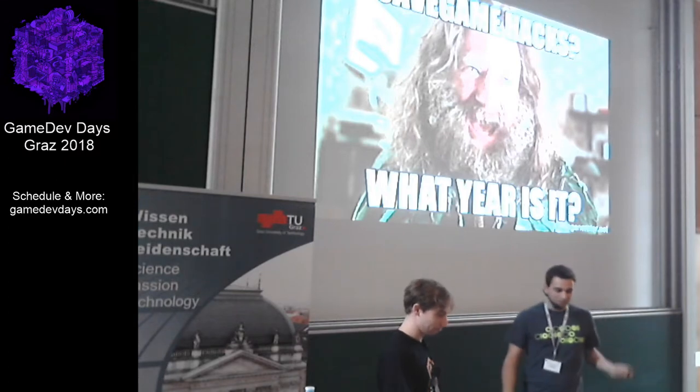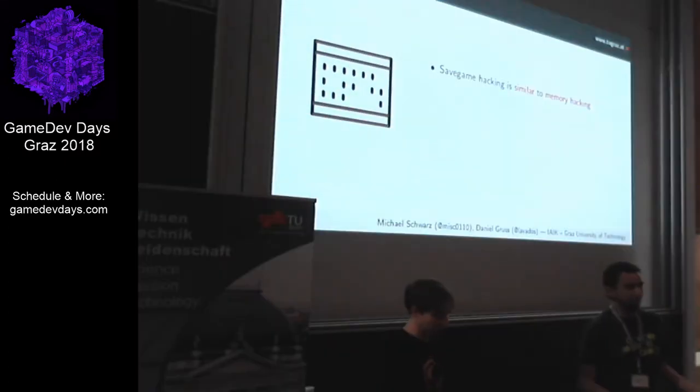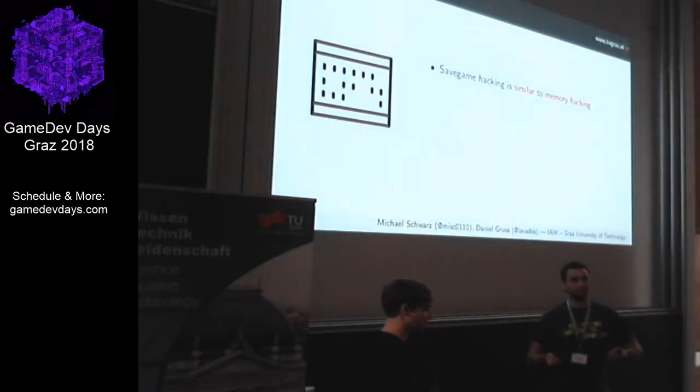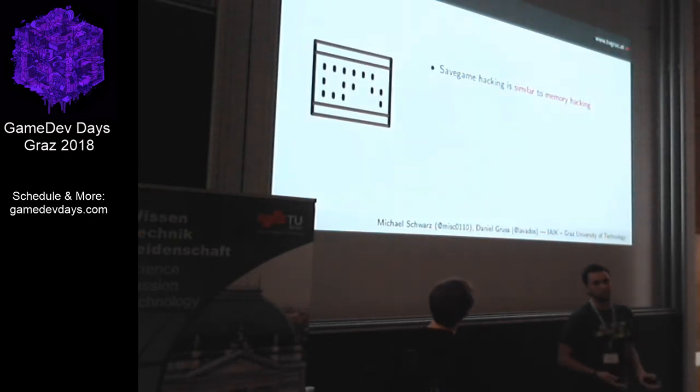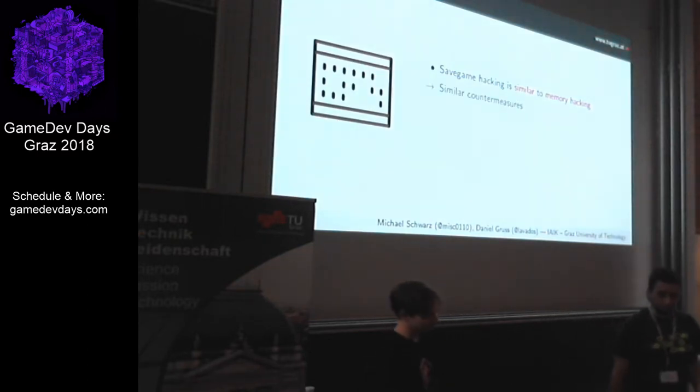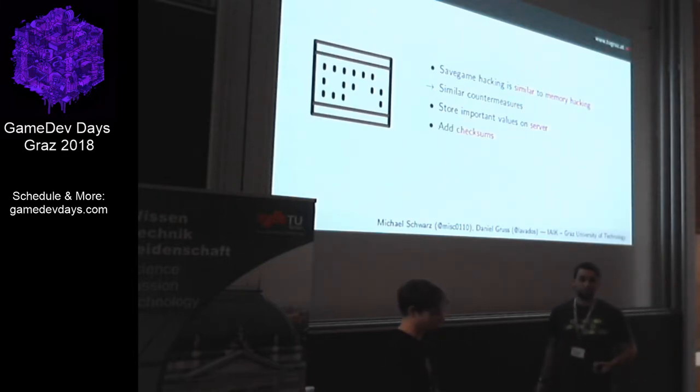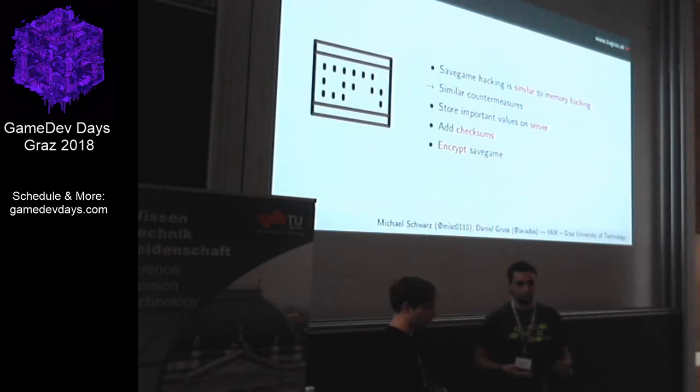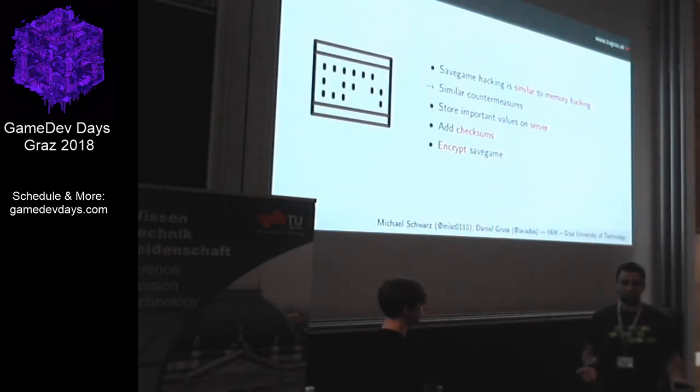Okay, so great. It's really similar to memory hacking. We can use the same principles, search for the same patterns in the save game, and we have similar countermeasures, of course. We can also encrypt the stuff, have checksums, store everything on the server, as we've heard in the last talk, so that nothing is actually stored on a client. If it's not stored on a client computer, it can't be manipulated easily.